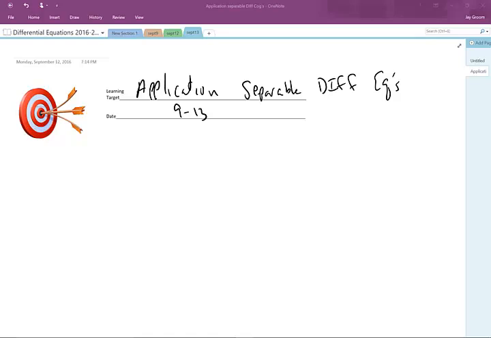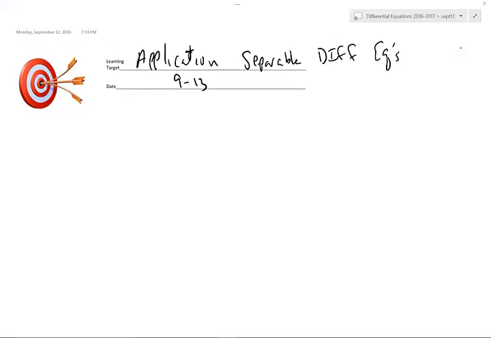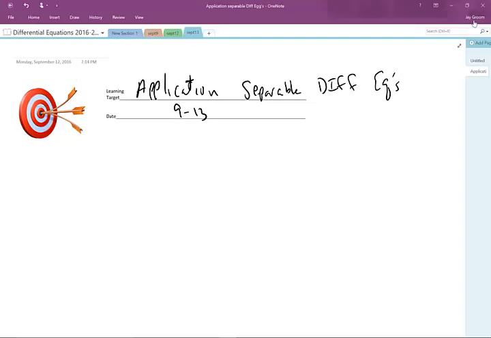Alright, y'all. This video is going to have some applications of separable differential equations. Not by any means have I exhausted every possible example, but these are pretty common ones that show up for separables. And one of them is a mixing problem. I'm going to start off with this one. It makes me fairly happy.